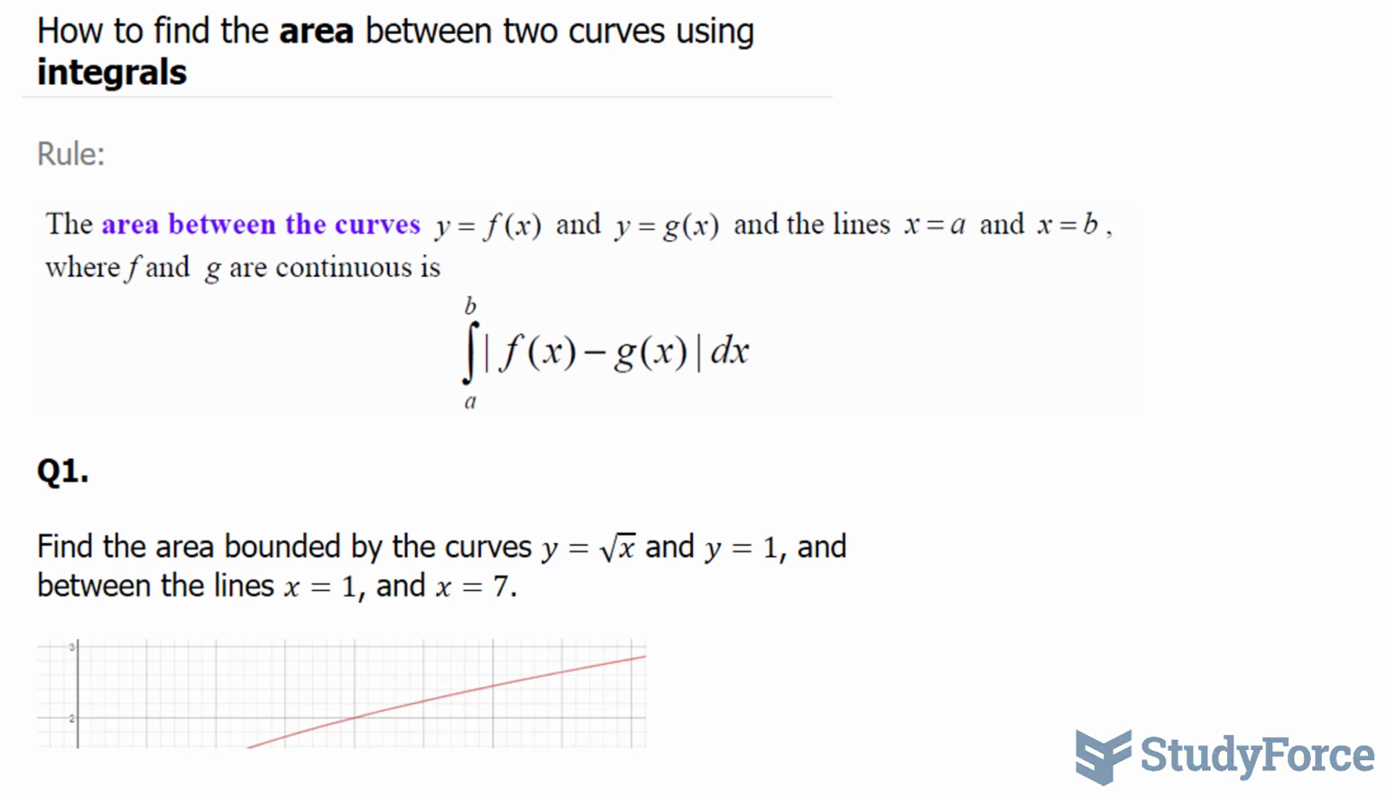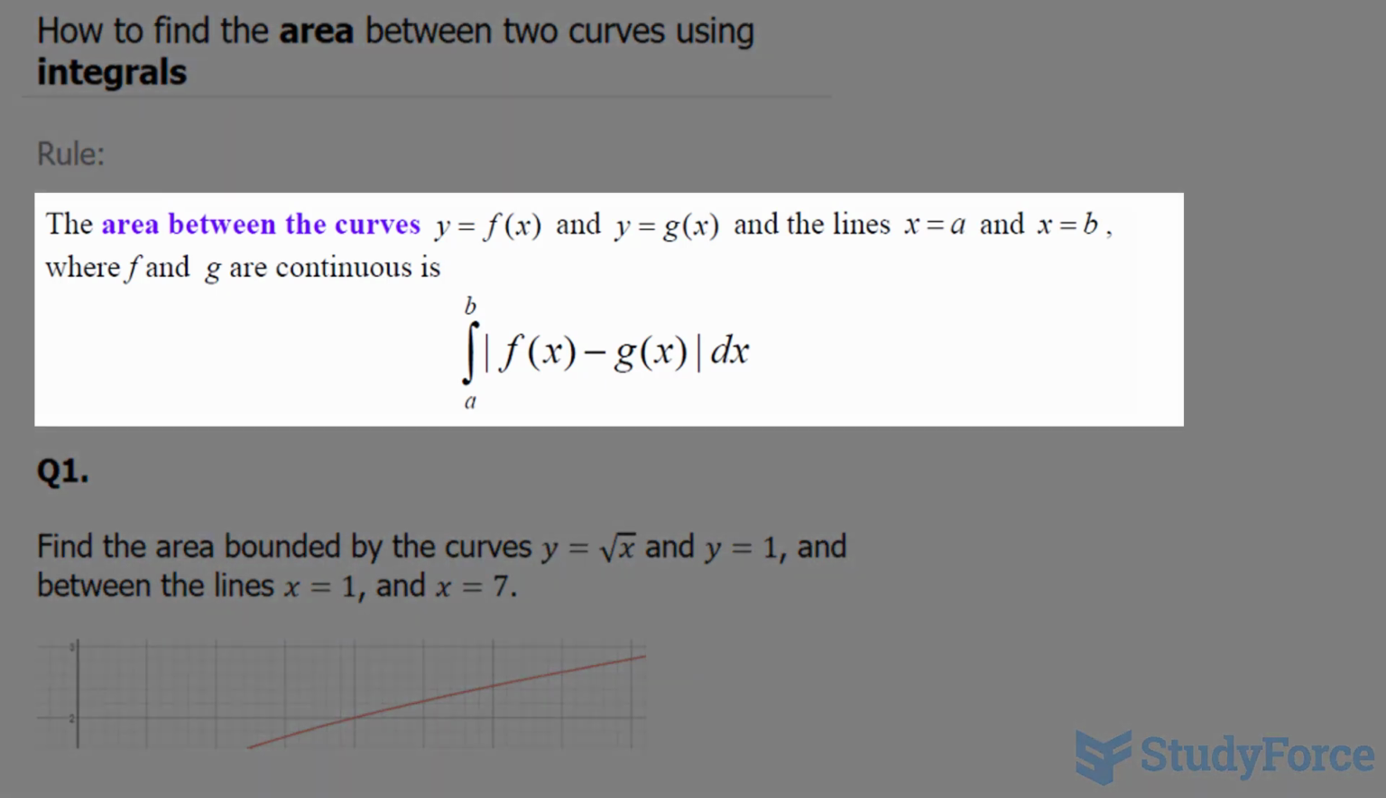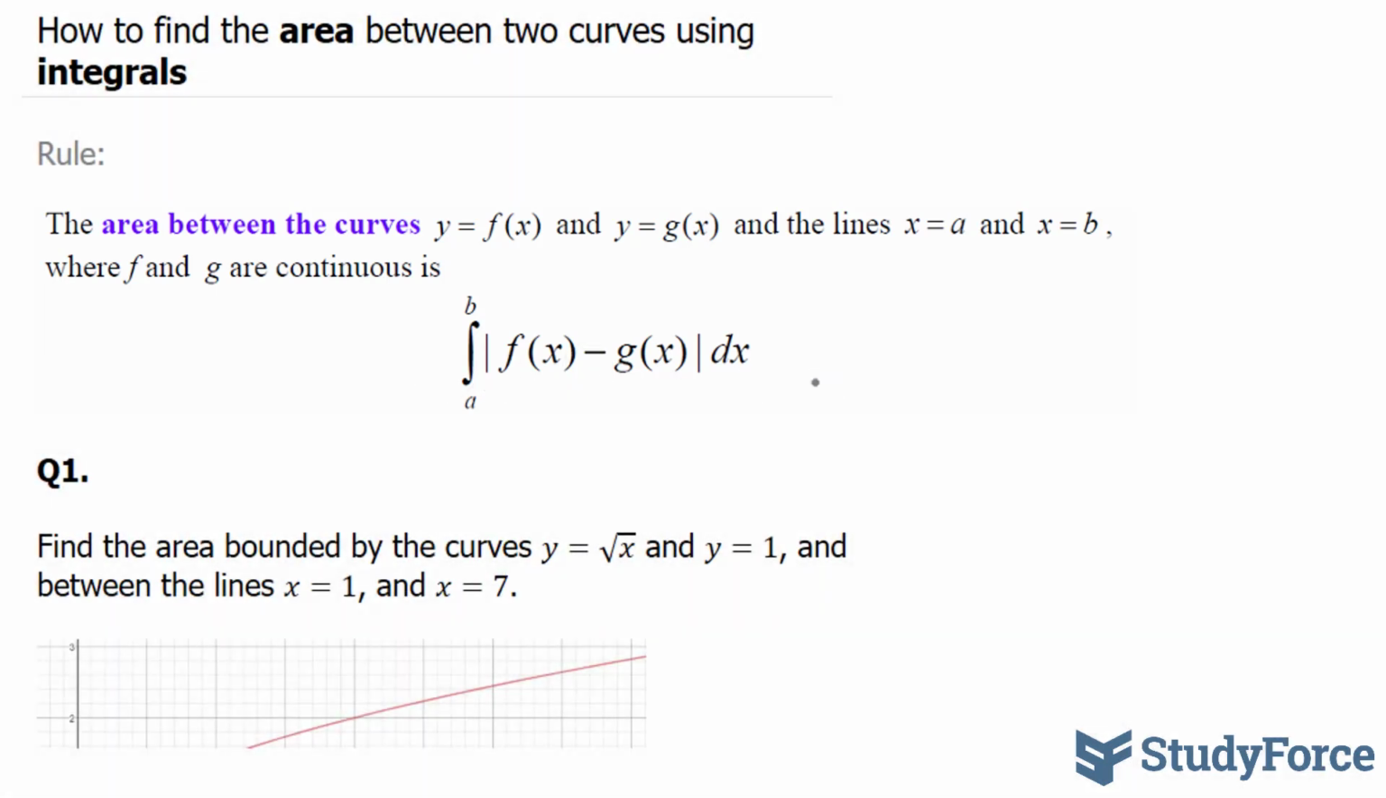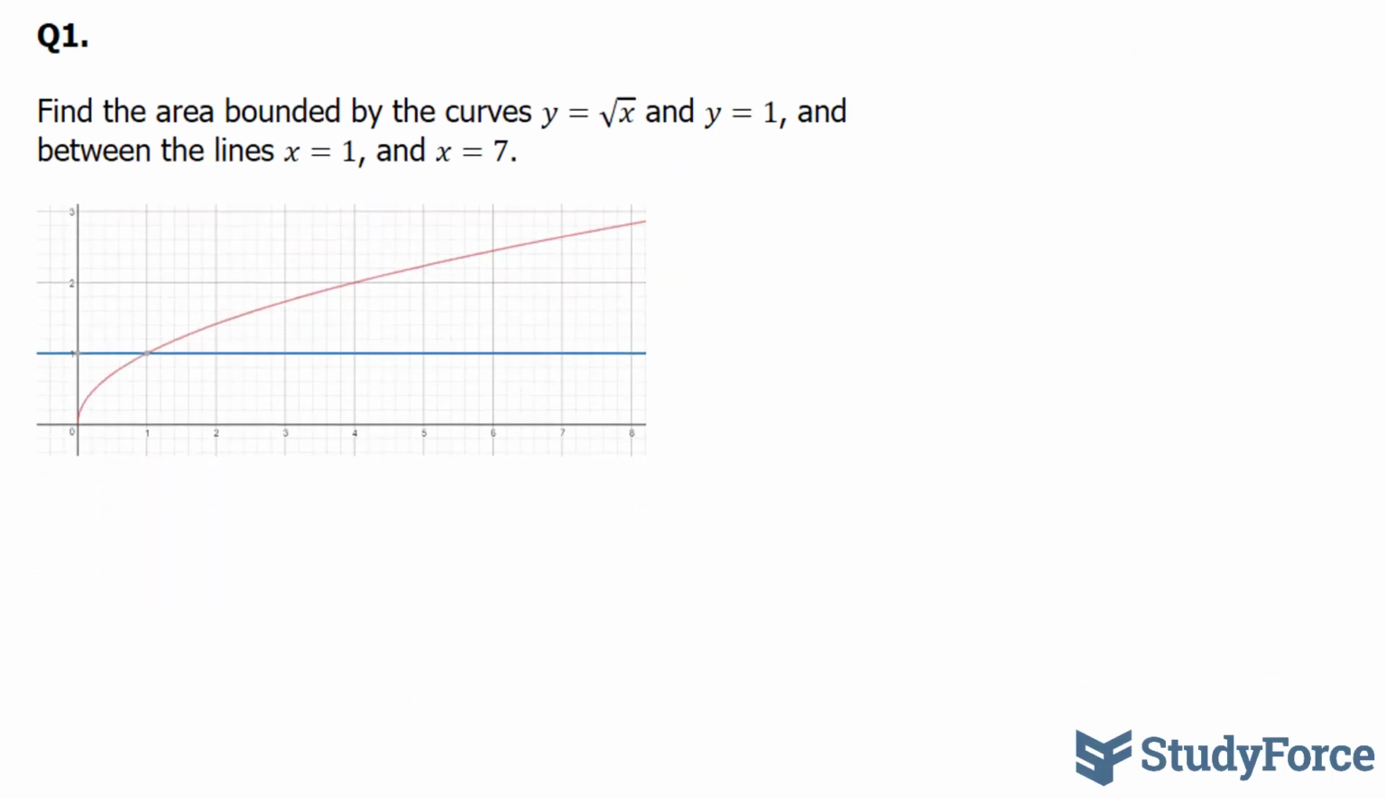In this demonstration, I'll show you how to find the area between two curves using integrals. The area between the curves y equals f of x and y equals g of x, and the lines x equals a and x equals b, where f and g are continuous, is shown below. Essentially what you do is subtract the two functions and then integrate at the lower and upper limit. Let's get started with question number 1.